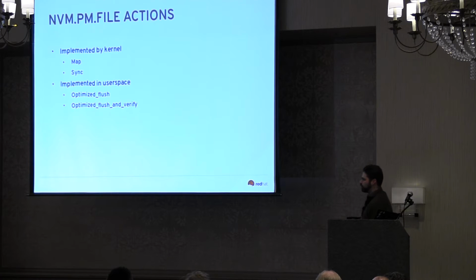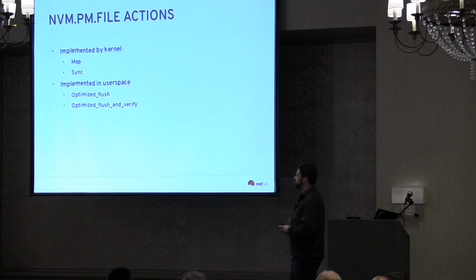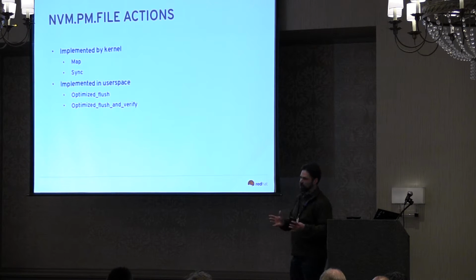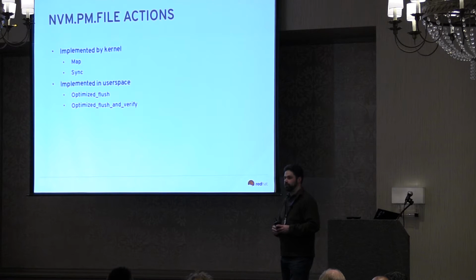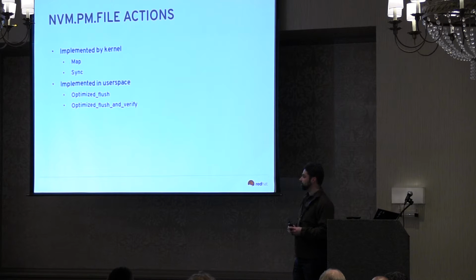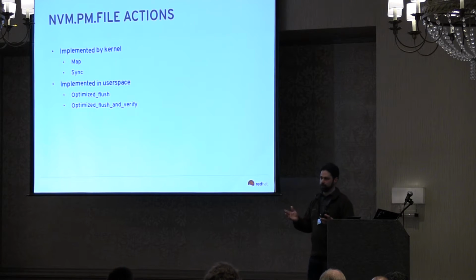So the programming model defines actions for files, nvm.pm.file. PM stands for persistent memory. A couple of those are implemented by the kernel itself, and a couple of those are up in user space. As we saw, there's map, which allows an application to get direct load store access to a piece of persistent memory. Sync is also implemented by the kernel. It is implemented via msync in Linux.